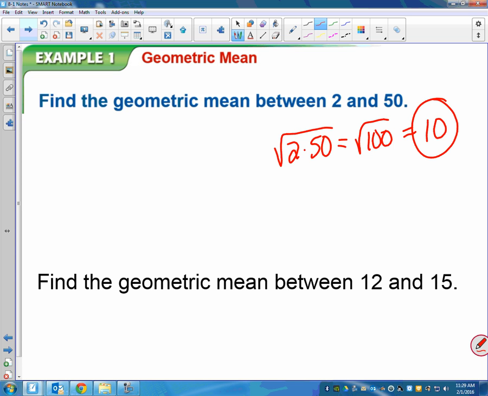And again, if you want to think the proportion way, it's like saying 2 over x equals x over 50. That's what you're setting up there every time. So you don't ever have to do that if you just remember the formula. So maybe let's do one that doesn't work out nicely. Find the geometric mean between 12 and 15. 12 times 15.